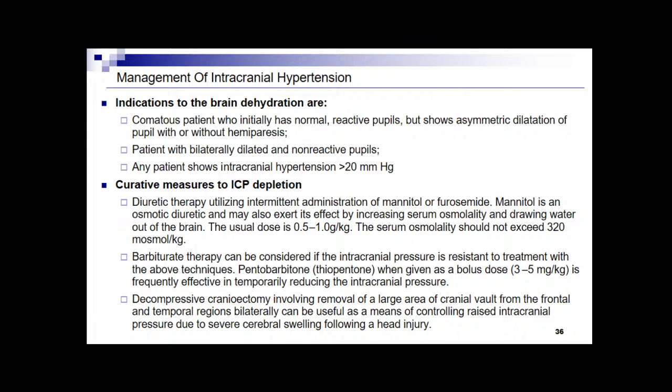Any patient with bilaterally dilated and non-reactive pupils. Dilation of pupils means compression of the third pair of intracranial nerves. So the patient is hypertensive. And comatose patients who initially have normal reactive pupils but show asymmetric dilation of a pupil, with or without hemiparesis, in the post-traumatic period. All these parameters indicate a rise of intracranial pressure.